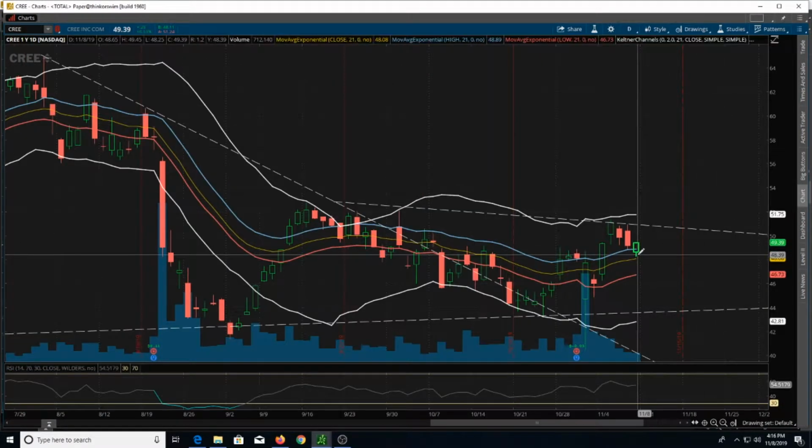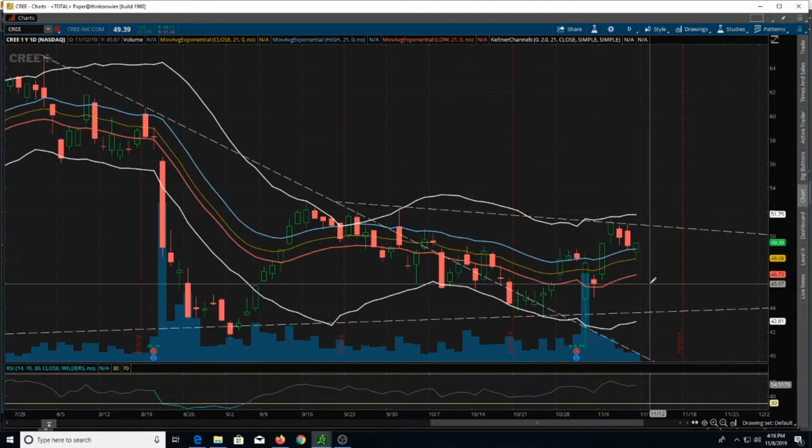Zoom in a little bit. Right now, the stop that I have for myself is about right in this area. So if this should trade down to this level, then I would close this position and take whatever loss or gain there was, which at this position there would be a loss.